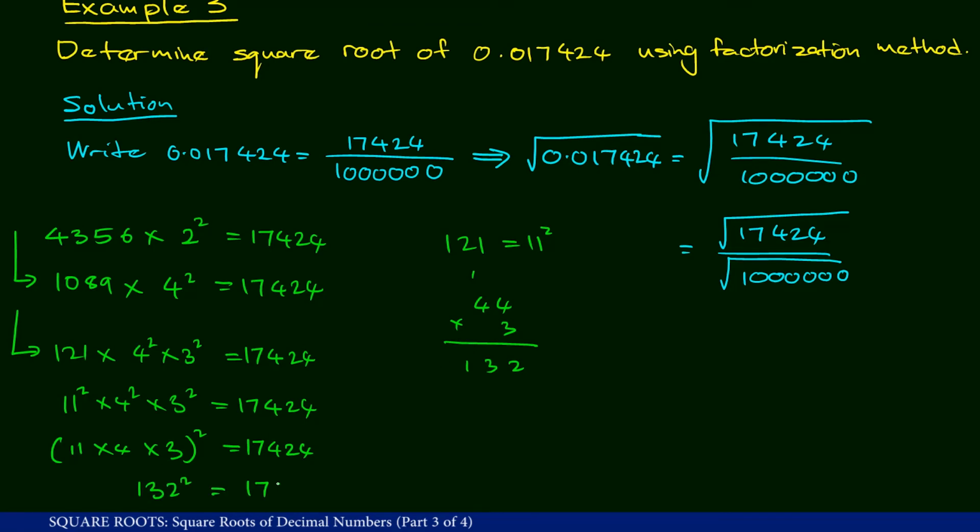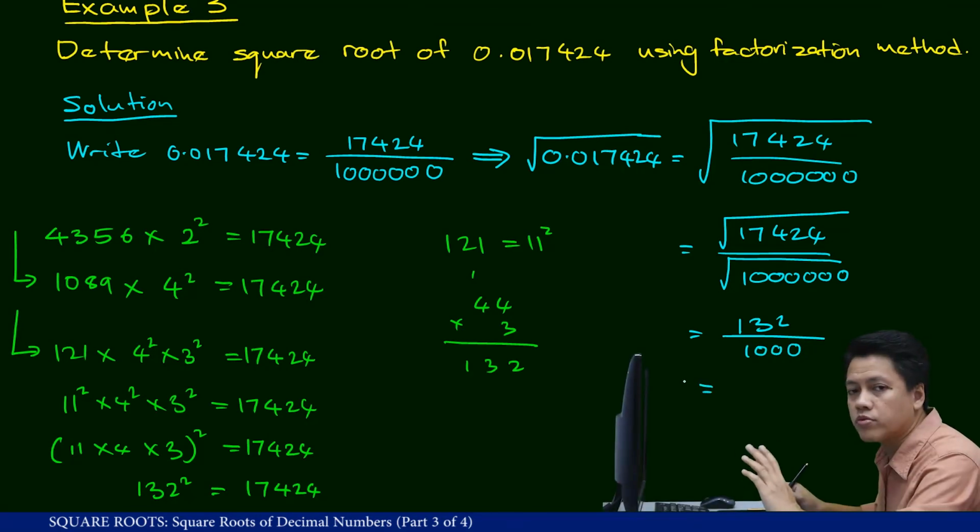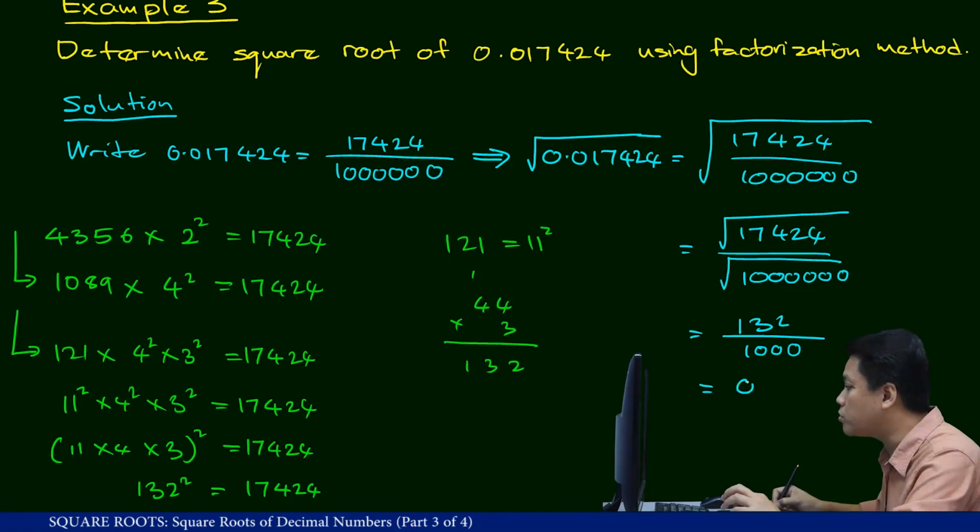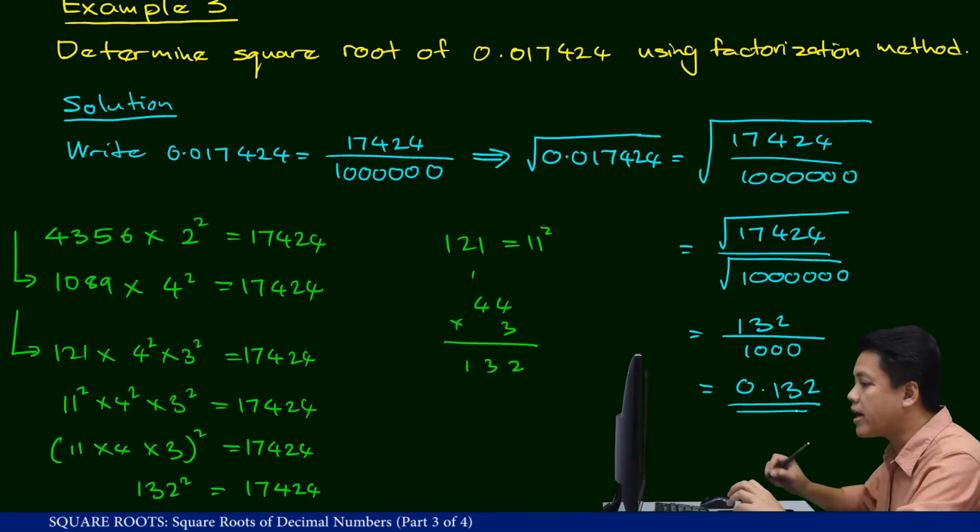That is equal to 17,424. Okay, let's get back to this. So which means that this is equal to 132 over 1000. So the answer to this example, which is the square root of 0.017424, is equal to 0.132. So this is the answer.